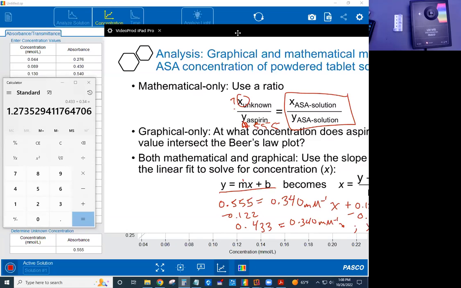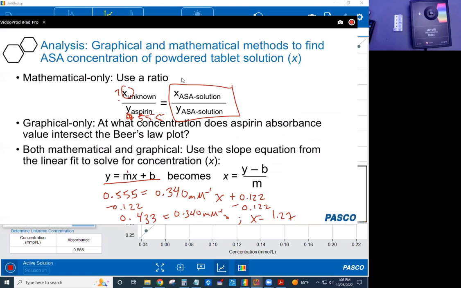Let me go back to the math here. So far, what is x? X is concentration, that's millimolar. I figured out the concentration of acetylsalicylic acid in the solution, but that doesn't tell me, is it actually 325 milligrams?